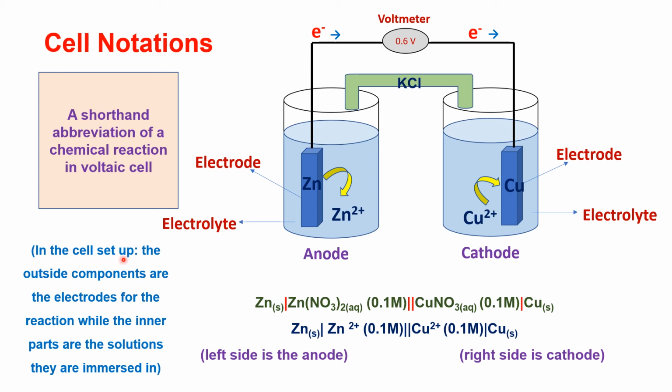Here in this cell setup, the outside components are the electrodes. This one is an electrode and this one is an electrode, and they are outside. The inside or inner components, that is copper nitrate and zinc nitrate, are the electrolytes or the salt solutions.